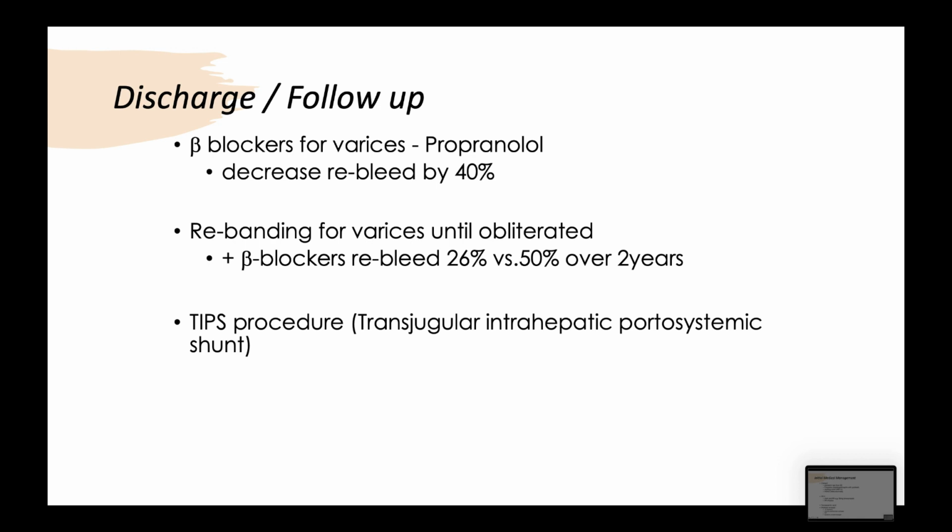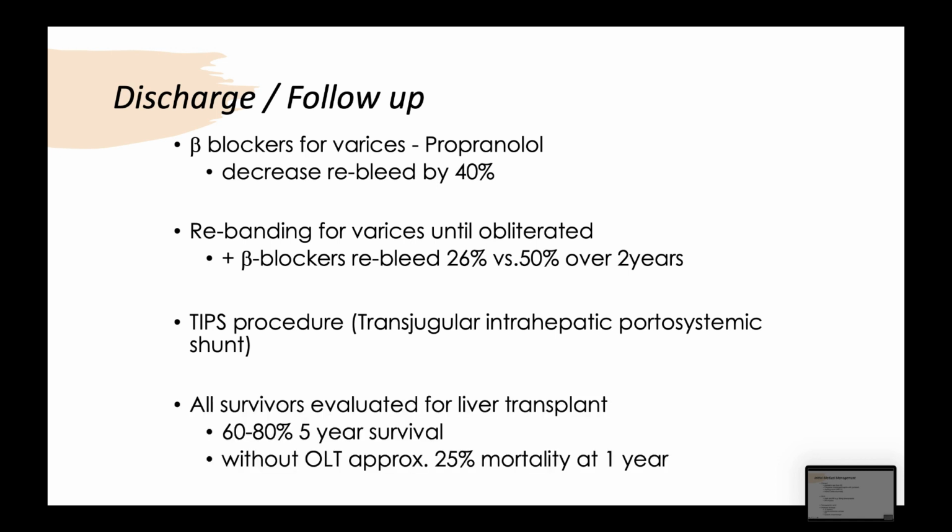And then you can also consider the TIPS procedure, or transjugular intrahepatic portosystemic shunt, which again will require some specialist opinions. And the ultimate treatment for liver cirrhosis or varices is obviously a liver transplant, and 60 to 80% have a 5-year survival rate. However, without it, there's a 25% mortality at year 1.